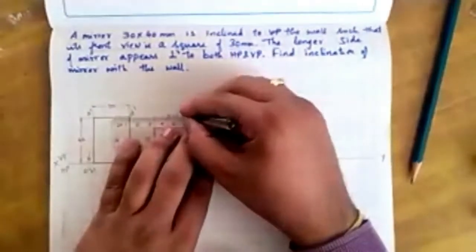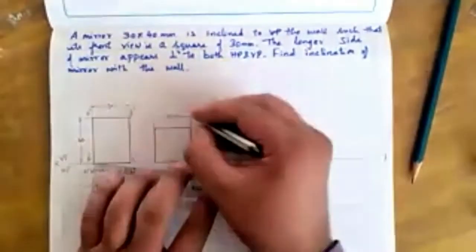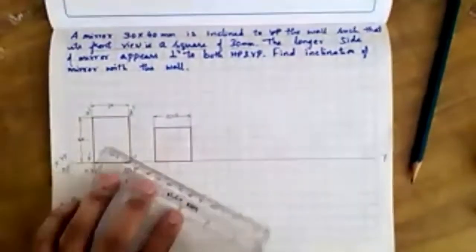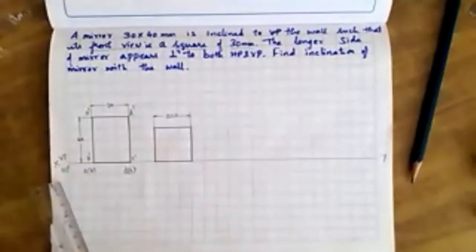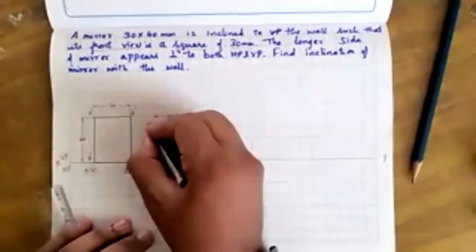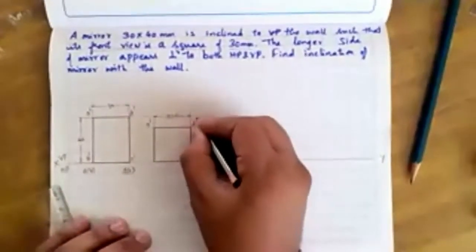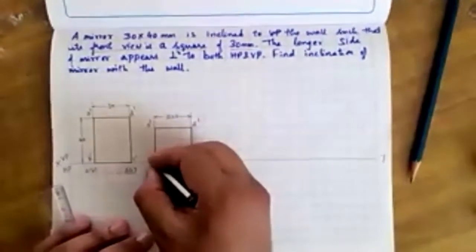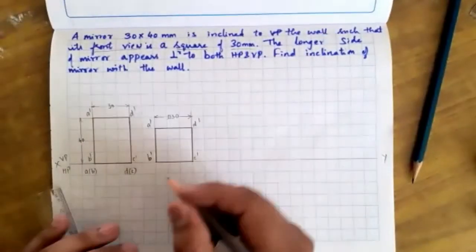Say square of... dimension it properly with the arrows. The front view is a square of 30 mm. Next, this will be A dash, this will be D dash, C dash, and B dash.